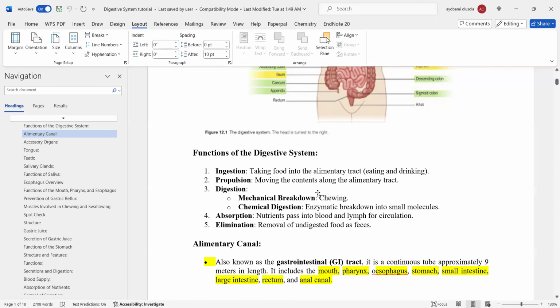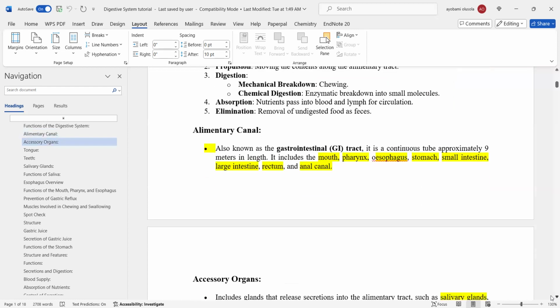Okay? So let's talk about the alimentary canal. It's actually a long tube. The alimentary canal is also known as the gastrointestinal tract, and it is a continuous tube approximately 9 meters in length. It includes the mouth, the pharynx, the esophagus, the stomach, the small intestine, large intestine, rectum, and the anal canal.